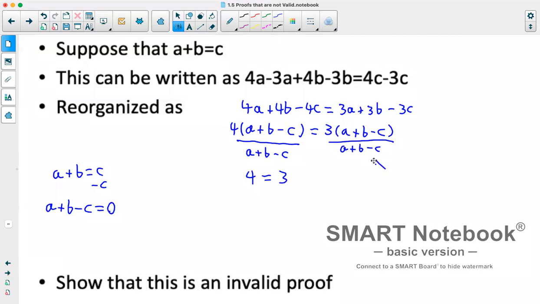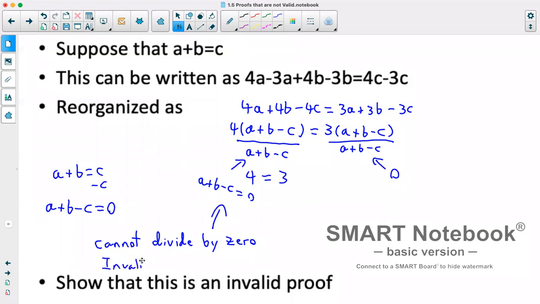Then technically here, A plus B minus C is 0, same with here, which we cannot divide by 0. No number can be divided by 0, so therefore this is an invalid proof, and would be an error in reasoning.